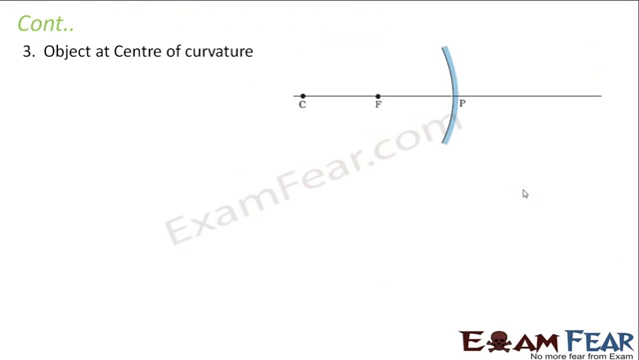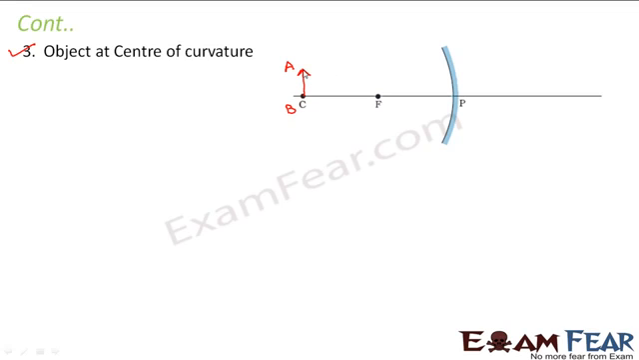Let us look at the third case, where the object is placed at the center of curvature. We are gradually bringing the object closer to the concave mirror, right? First it was at infinity, then beyond the center of curvature, now at the center of curvature. Let us suppose this is my object, and let me call it AB.